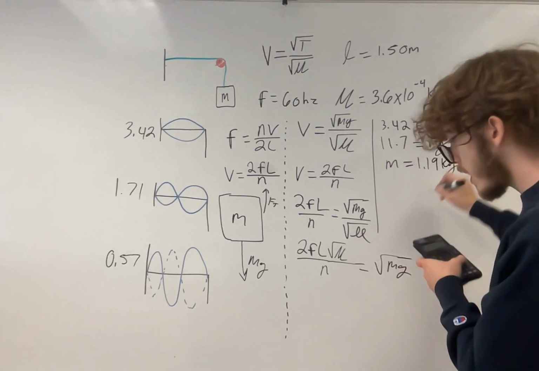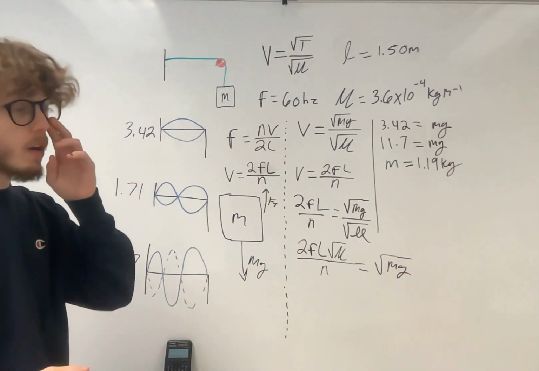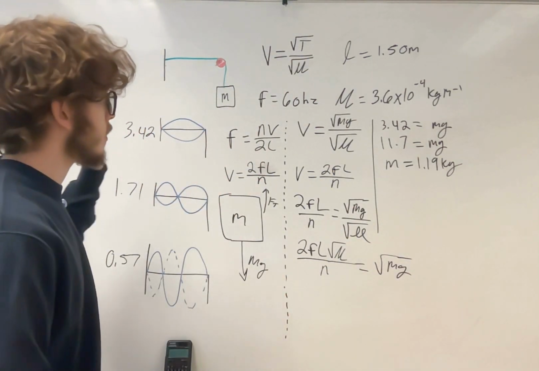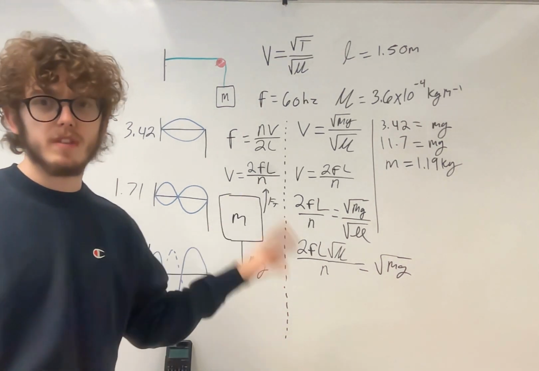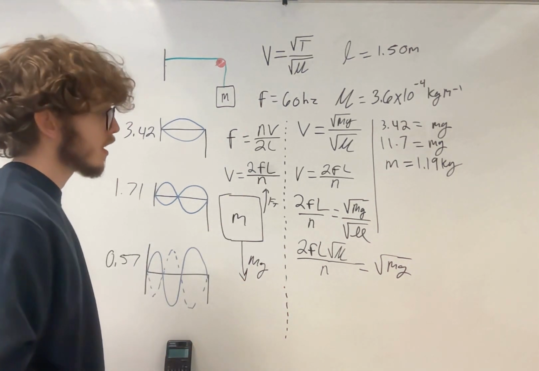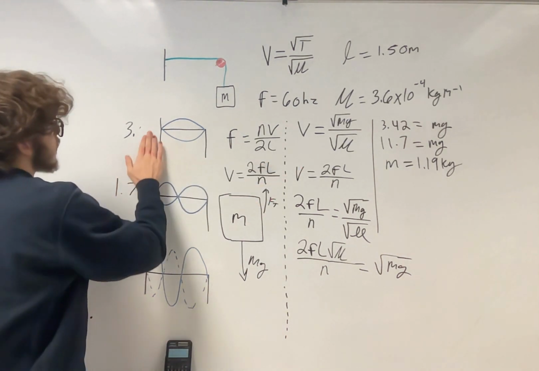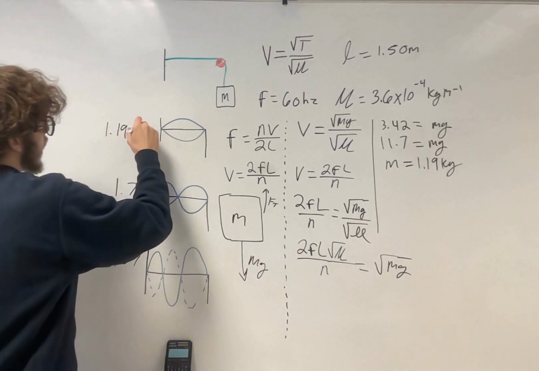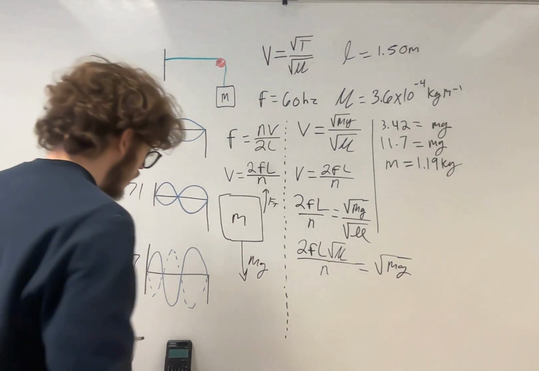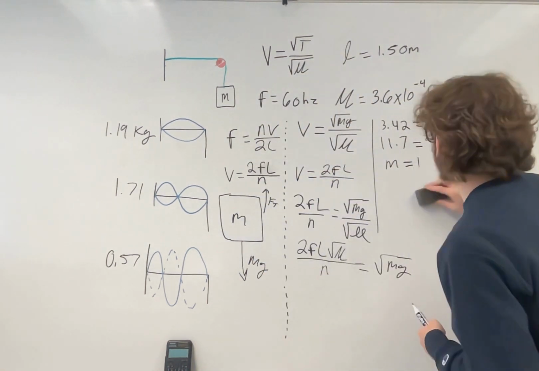kilograms. Okay? And I'm sure the units would work out, but you'll just have to believe me on this one, because I don't really want to waste your time and go through all the unit canceling, because for simple problems it's okay, but for these complex ones it gets a little fuzzy. So for the mass one, we're going to need a mass of 1.19 kgs. Okay? Let's now do the same set of steps, but for the second harmonic.